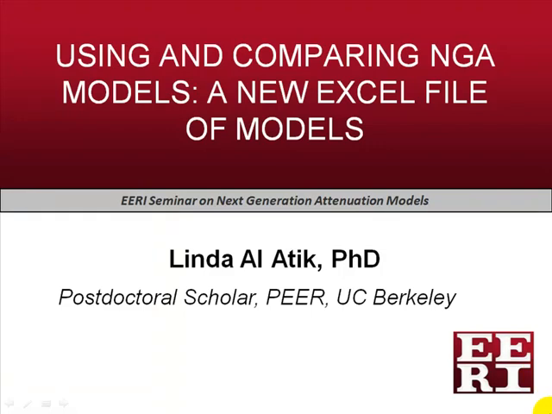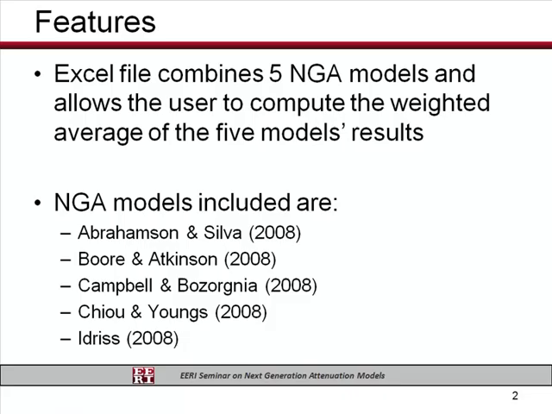Good afternoon. I will present to you today a simple tool, simple yet effective, I have to say, that we put together in order to aggregate all NGA models and allow a simple way to use them and compare their results. So this tool consists of an Excel file that combines the 5 models: Abrahamson and Silva, Boore and Atkinson, Campbell and Bozorgnia, Chiou and Youngs, and Idriss. It takes a single set of input parameters and it allows the users to compute a weighted average of the results from all 5 models.